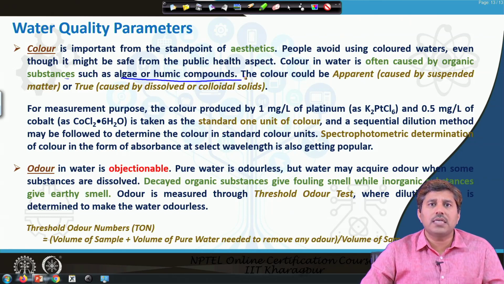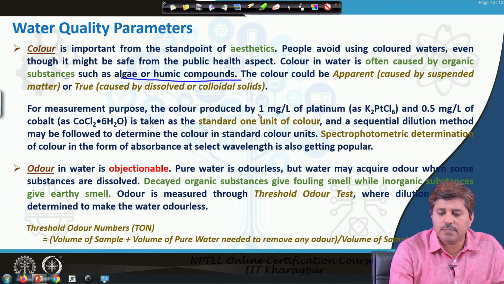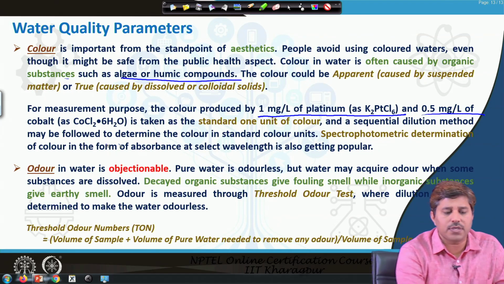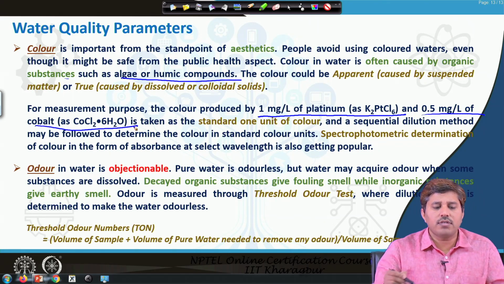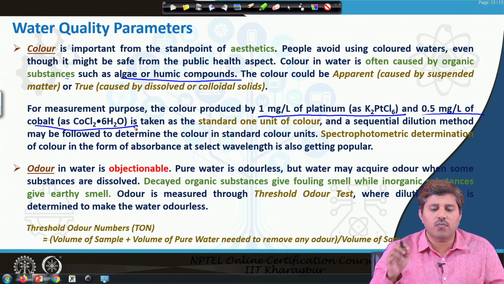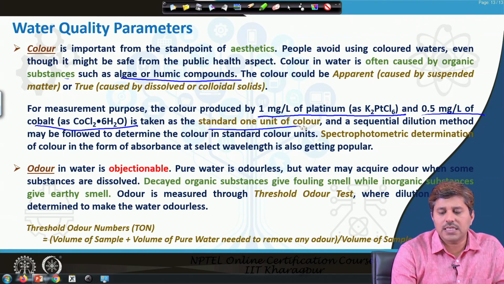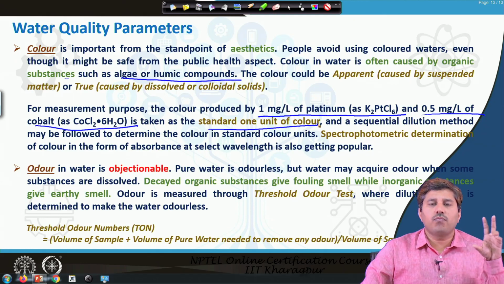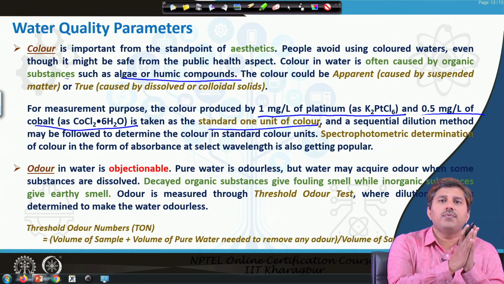For measurement purpose, color is measured on the standard color unit, and the standard color unit is made by dissolving 1 milligram per liter of platinum and 0.5 milligram per liter of cobalt. So, if we make a solution where we take 1 milligram of the platinum and 0.5 milligram of the cobalt and dissolve these two in 1 liter of water, the color of that is considered as 1 unit of color.